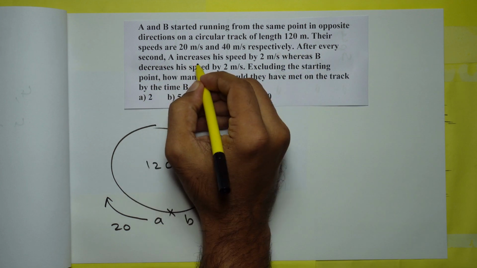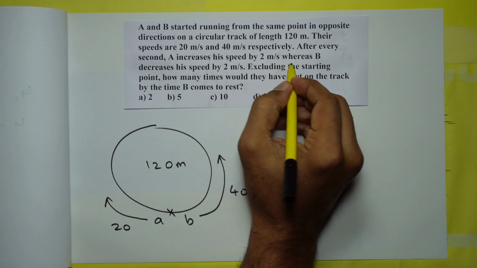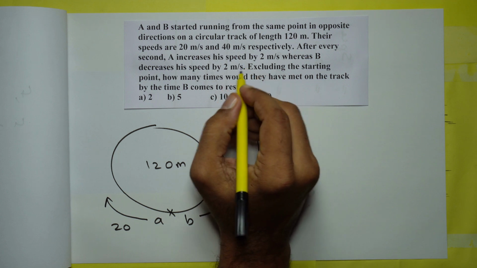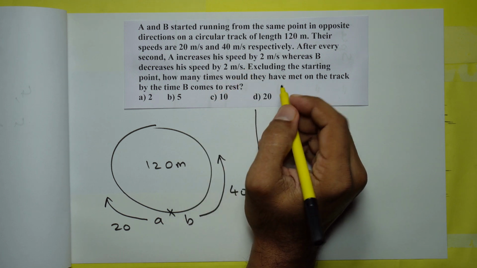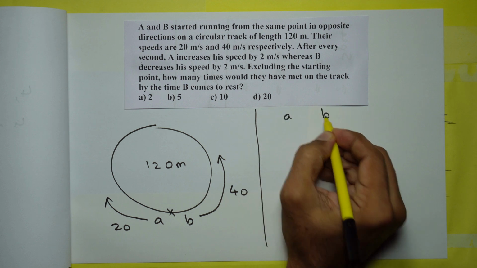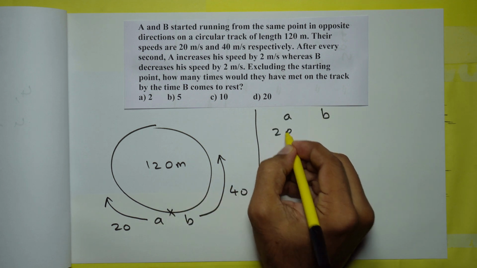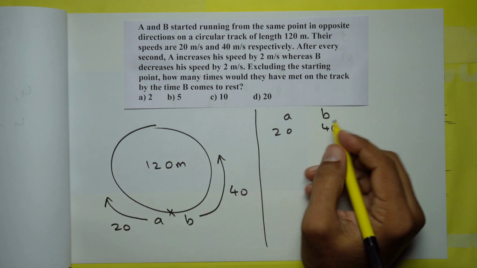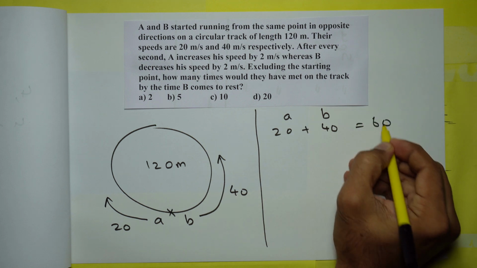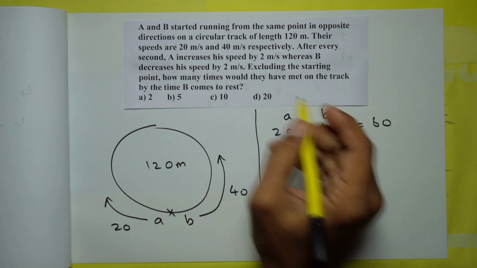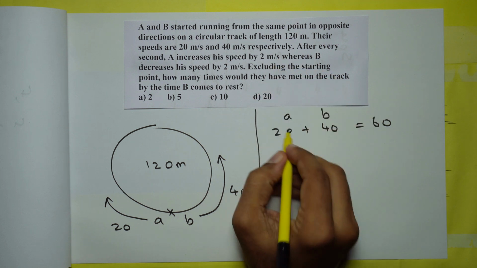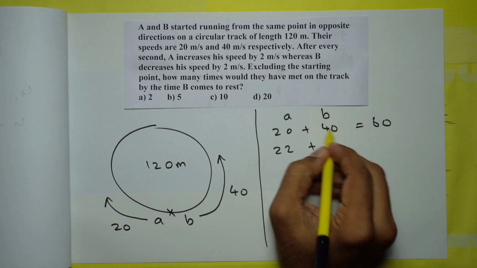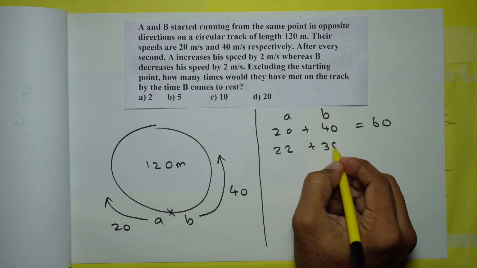After every second, A increases his speed by 2 meters per second, whereas B decreases his speed by 2 meters per second. So let us calculate the relative velocity between A and B. Now this A here, B here. Initially A speed is 20 meters per second, B speed is 40. And you can see they are moving towards each other. So relative velocity will be 20 plus 40 is 60 meters per second. And at the end of the first second, A will increase his speed by 2 meters per second. It will become 22. And B will reduce his speed by 2 meters per second. So it will be 38.